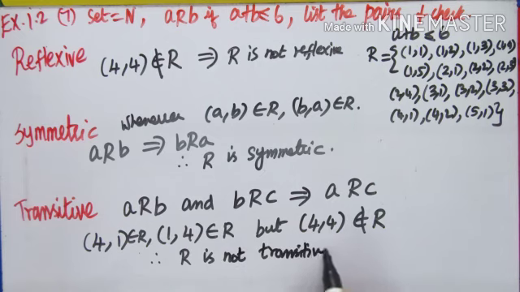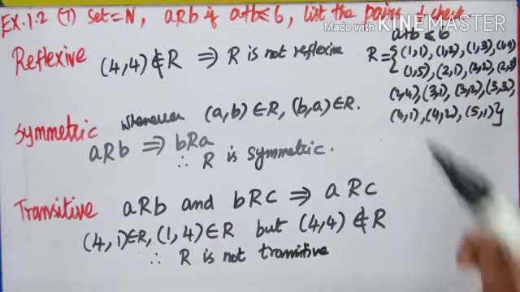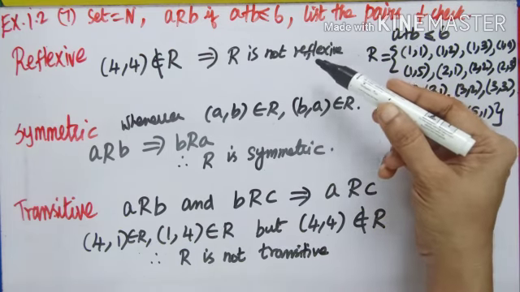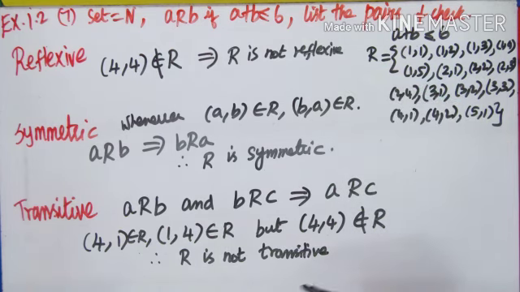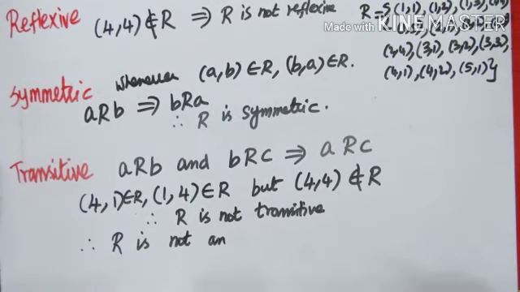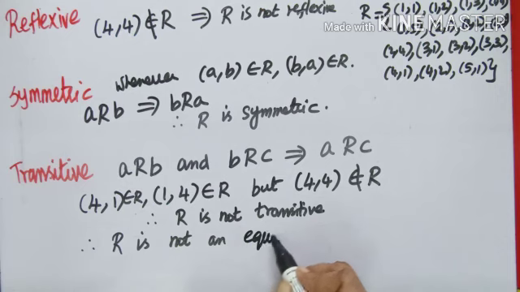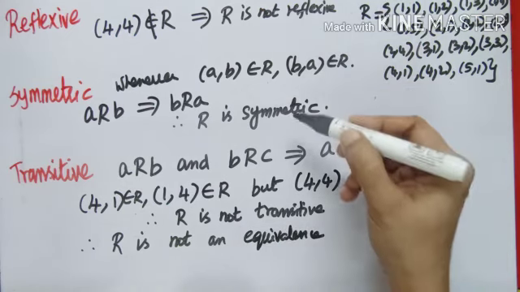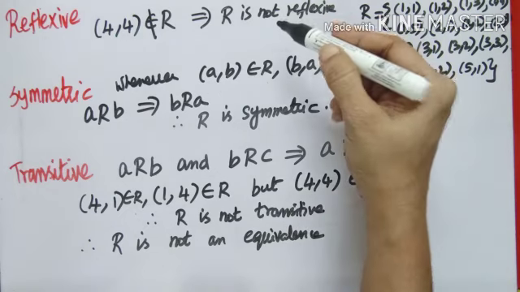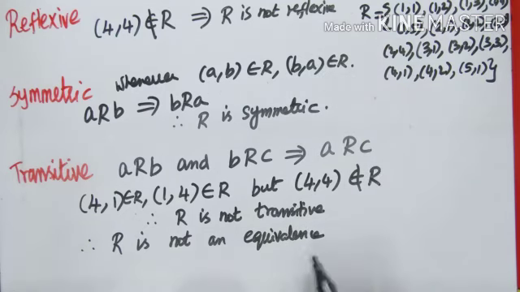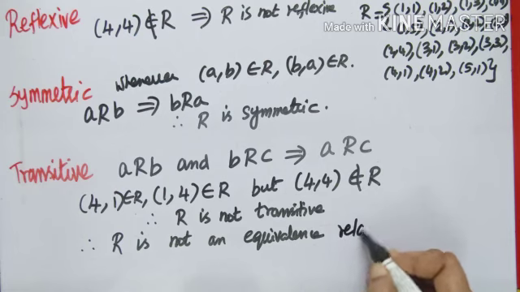So, this particular relation I am checking and I have confirmed it is not reflexive, not transitive, but it is only symmetric. Therefore, R is not an equivalence relation, because equivalence relation implies it must satisfy everything: reflexive, symmetric, transitive. Even if one fails, I will immediately say R is not an equivalence relation, and that's the answer.